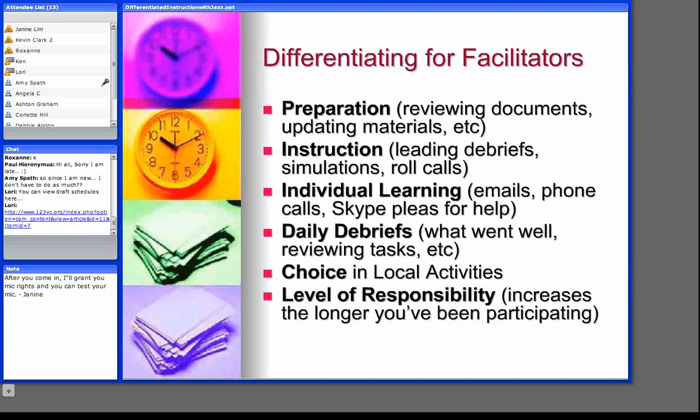Thank you, Lori, for putting that link in there. That's the schedule if you want to look at it to review again.